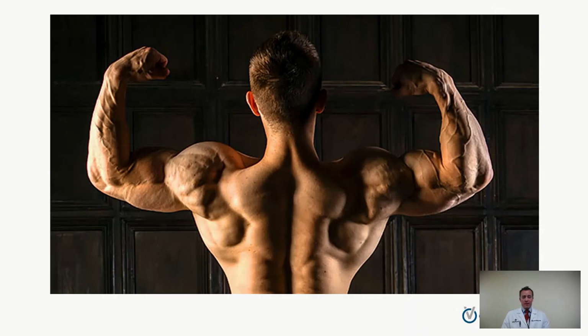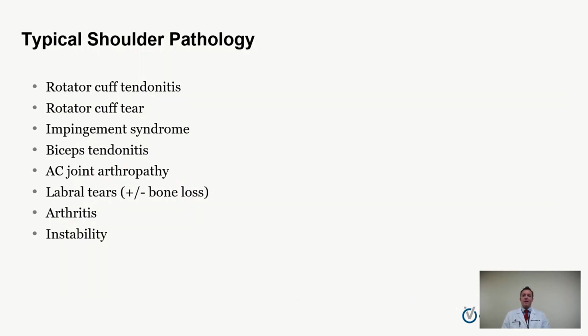So the shoulder, everybody has one. Most of ours don't look like this, guys, but the shoulder is really important for helping us put our hand where we want it to go. So there are all sorts of different types of shoulder pathology that you may or may not have heard about. Rotator cuff tendonitis, some people call that bursitis. There are rotator cuff tears, there's impingement syndrome, biceps tendonitis, AC joint arthritis or arthropathy. There can be labral tears, there can be arthritis, there can be instability.